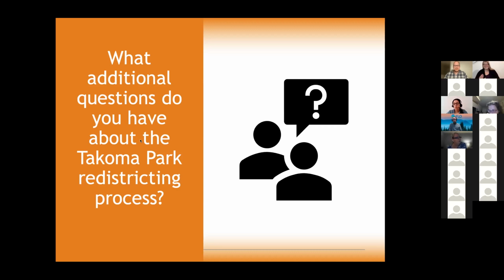So this is Jessie. I have a question. So we have the map, the census block map up. Is it possible to post the 2010 block map?